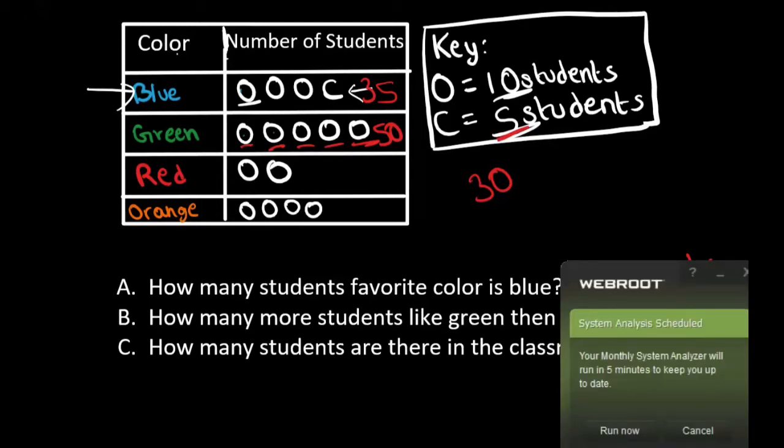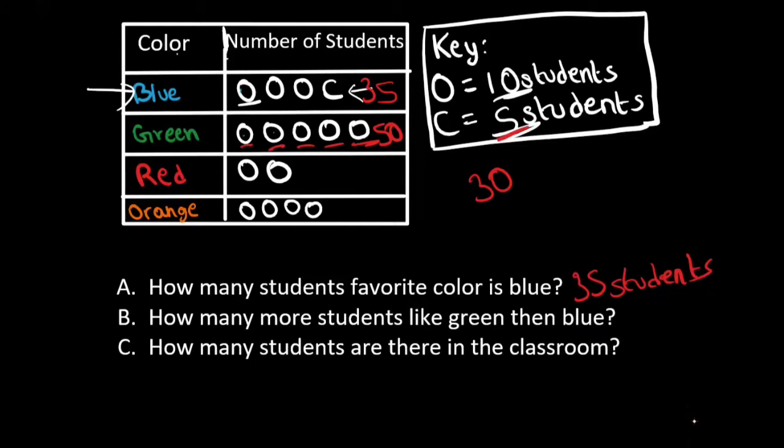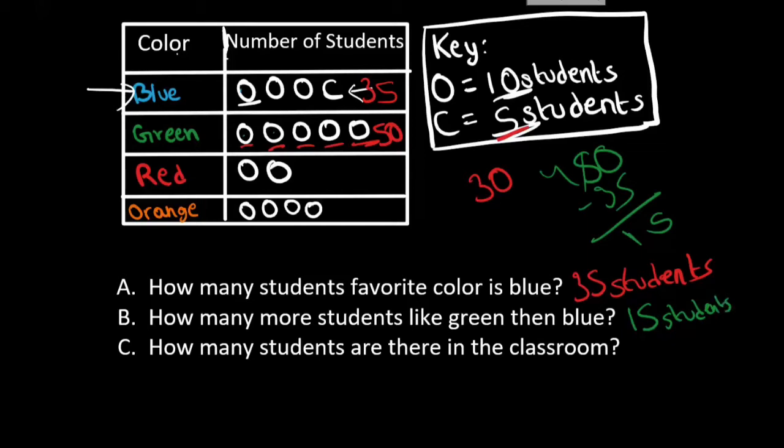Sorry about that, they're not asking how many students like the color green. What they are asking is how many more students like green than blue. So we have to subtract 35 from 50. 50 minus 35: 10 minus 5 is 5, 4 minus 3 is 1. So 15 more students like the color green than blue. Let's move on to the next question.